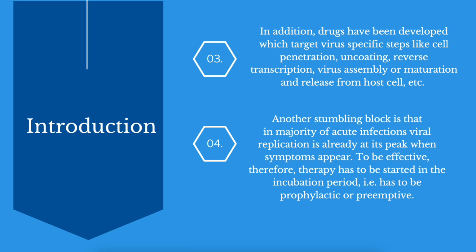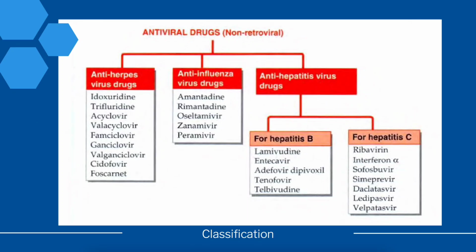or preemptive. So now let's quickly see the classification of antiviral drugs, which will include anti-herpes virus drugs, anti-influenza virus drugs, anti-hepatitis virus drugs. Today we are going to discuss anti-herpes virus drugs and anti-influenza virus drugs. The anti-herpes virus drugs include idoxuridine, trifluridine, acyclovir, valacyclovir, famciclovir, ganciclovir, valganciclovir, cidofovir, foscarnet. The anti-influenza virus drugs include amantadine, rimantadine, oseltamivir, zanamivir, and peramivir.